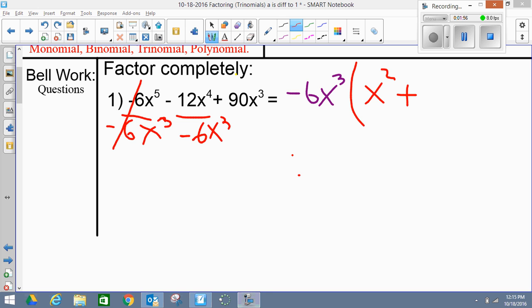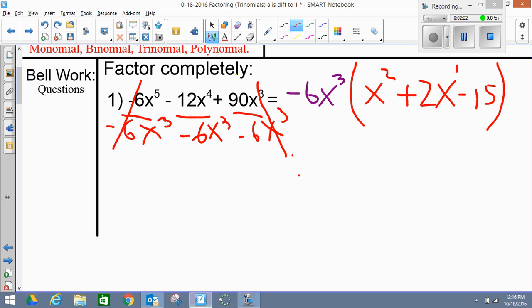12 divided by 6 is 2. x to the fourth divided by x cubed, x to the first. Next, 90 divided by -6x cubed. So 90 divided by -6 is -15. x cubed divided by x cubed, they cancel out. So I'm done doing GCF.